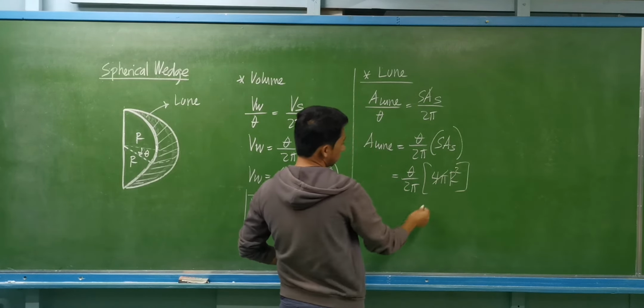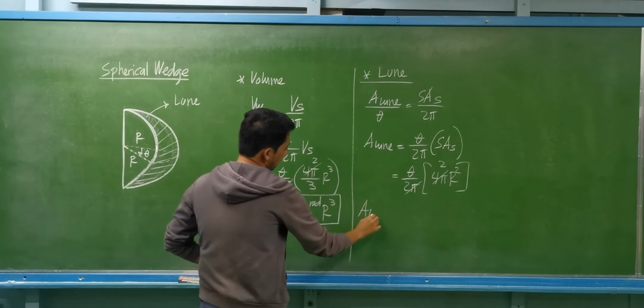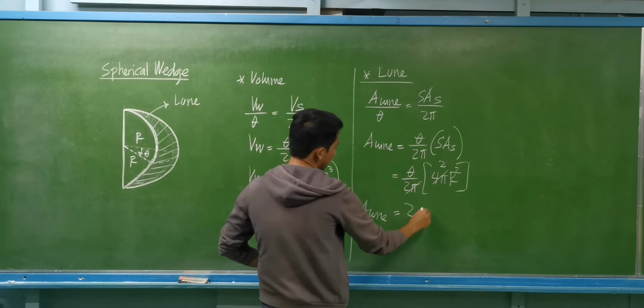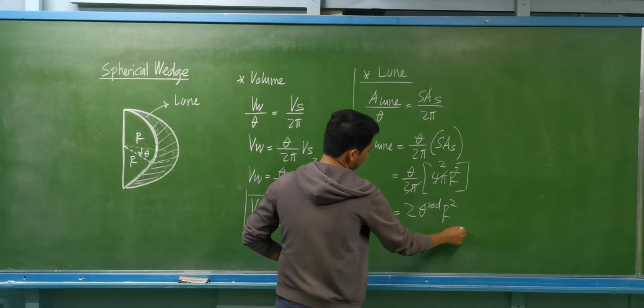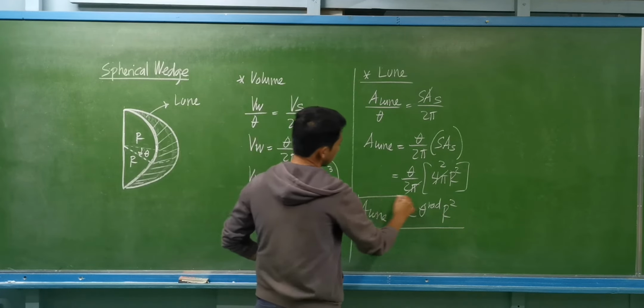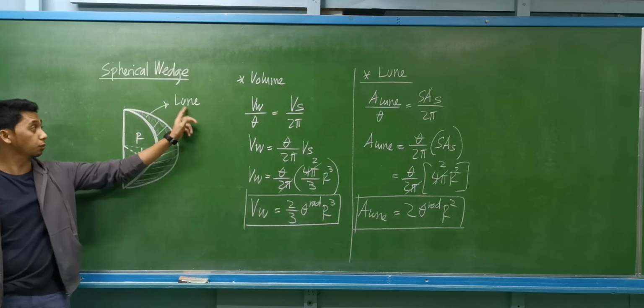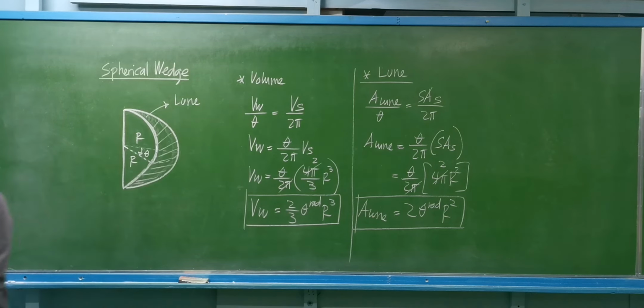So we can cancel 4 pi and 2 pi. This is the same as 2. So the formula for the area of the lune is equal to 2 times the central angle, which should be in radians, multiplied by the radius of the sphere squared. So this will be our formula. That is the formula of the surface. We call it the lune. Let's have examples.